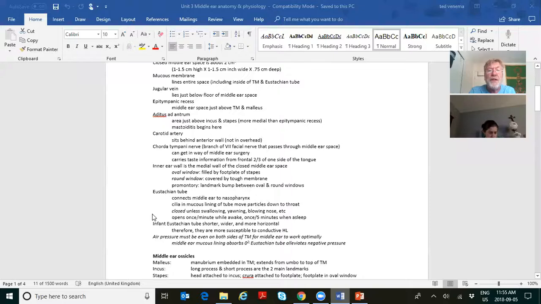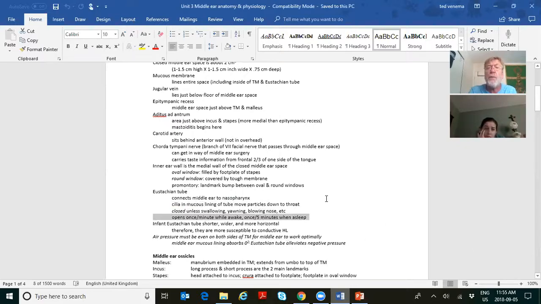So it's the Eustachian tube cilia, little hairs in the mucus lining of the tubes, that move particles in it down to the throat. The Eustachian tube is closed unless swallowing, yawning, or blowing your nose, as we said. It actually opens about once a minute while you're awake and about once every 5 minutes while you're asleep.